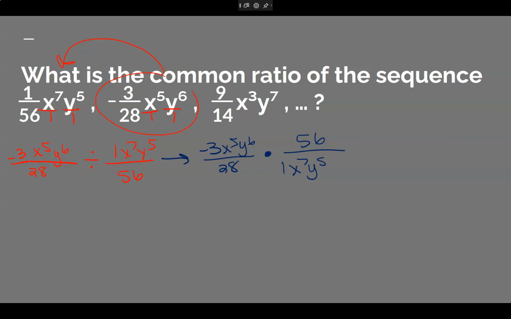So keep, change, flip is how we divide fractions. Multiplying fractions, we just go straight across the top, straight across the bottom. Okay, so in my numerator, let's go straight across the top and do like terms. So negative 3 times 56 gives me negative 168. I still have x to the 5th power, and we still have y to the 6th power.